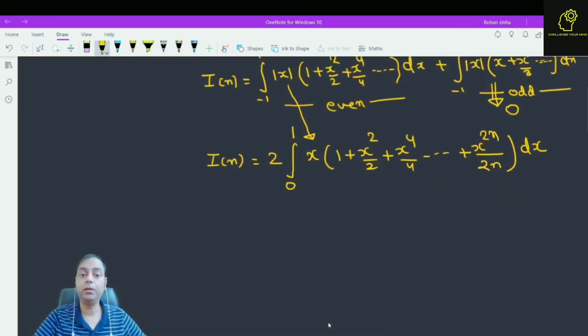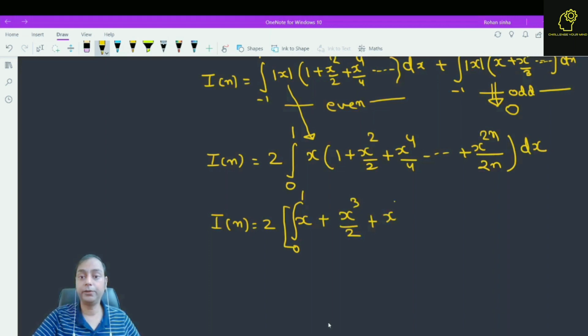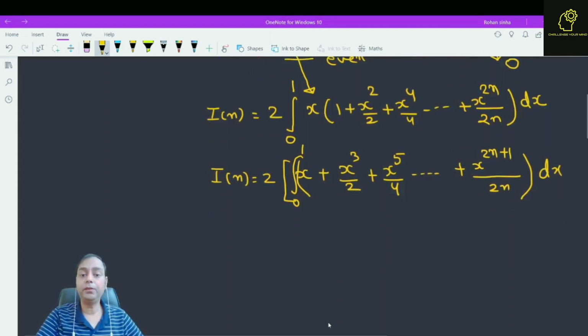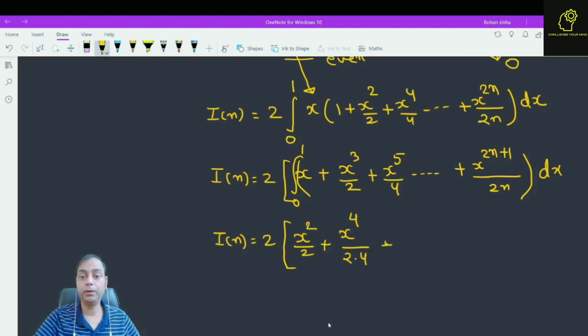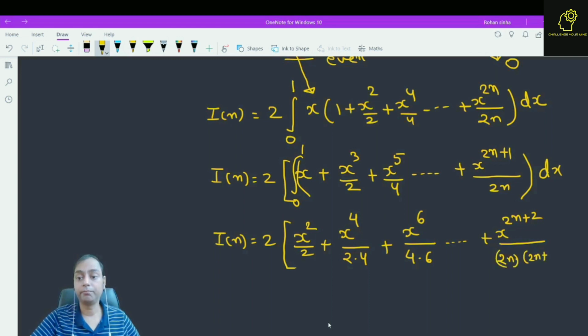Now, if we calculate this further, what do we find? We find this I_n as the integral of x, x cube by 2, x raised to 5 by 4, till x raised to 2n plus 1 by 2n, dx. If we simplify this, we find I_n as 2 times (x square by 2, x raised to 4 by 2 into 4, x raised to 6 by 4 into 6, and finally x raised to 2n plus 2 by 2n into 2n plus 2). The limit is from 0 to 1. Just put the value of the upper limit and lower limit.